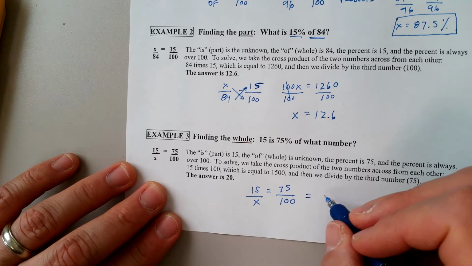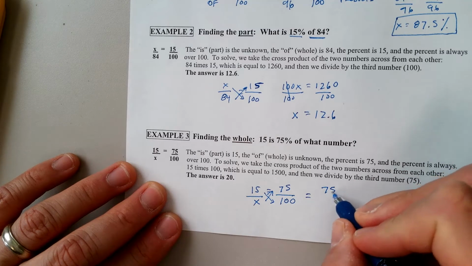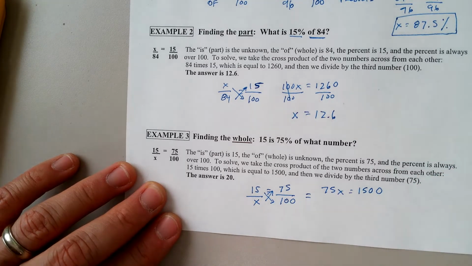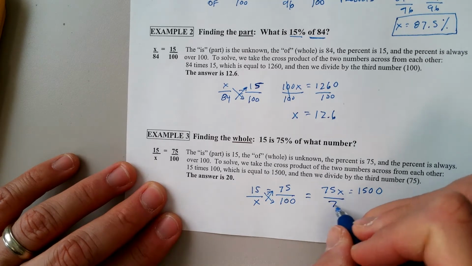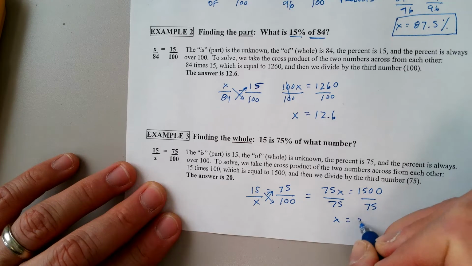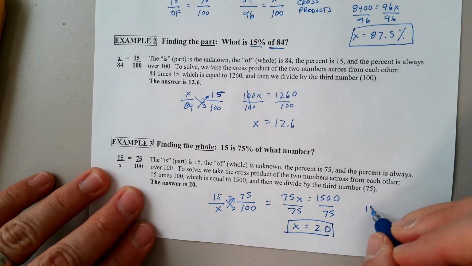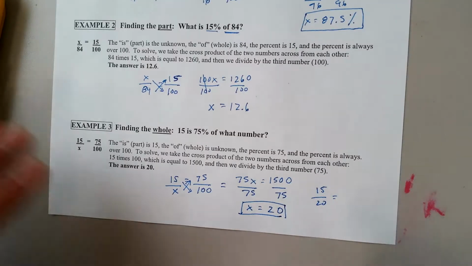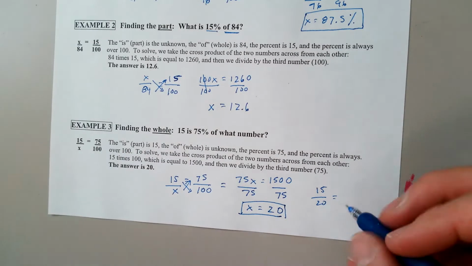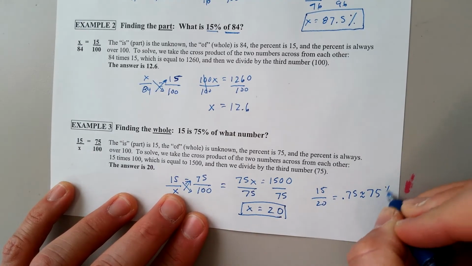So now I'm going to cross multiply again. So I've got 75x equals 1500. Divide both sides by 75, and that number would be 20. Again, I can check by dividing 15 by 20. If I use my calculator, that gives me 0.75 or 75%.